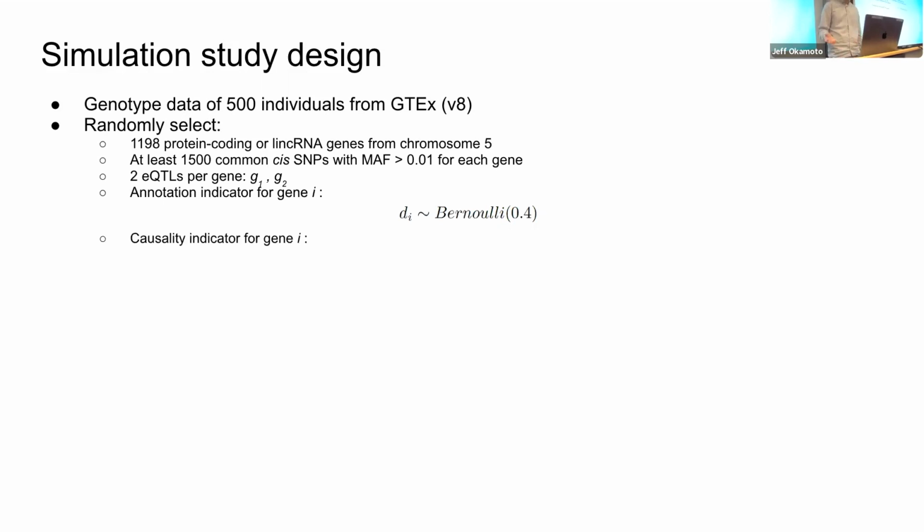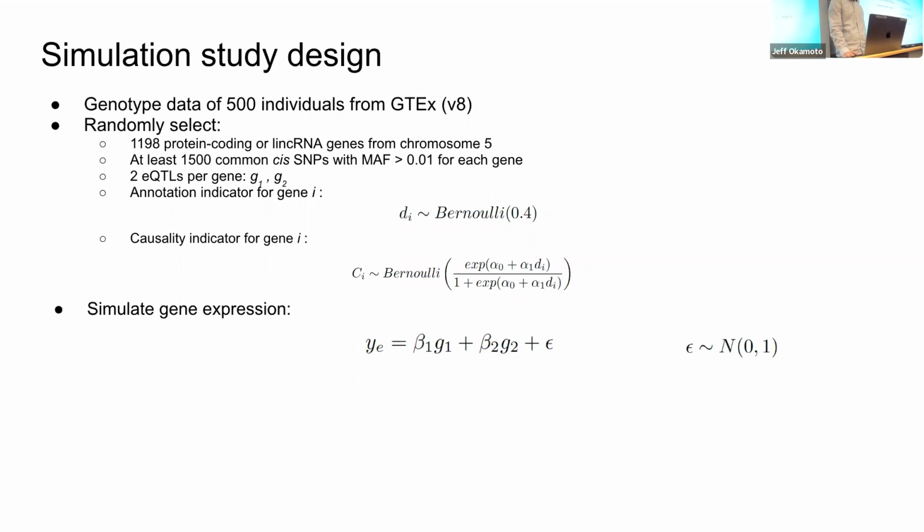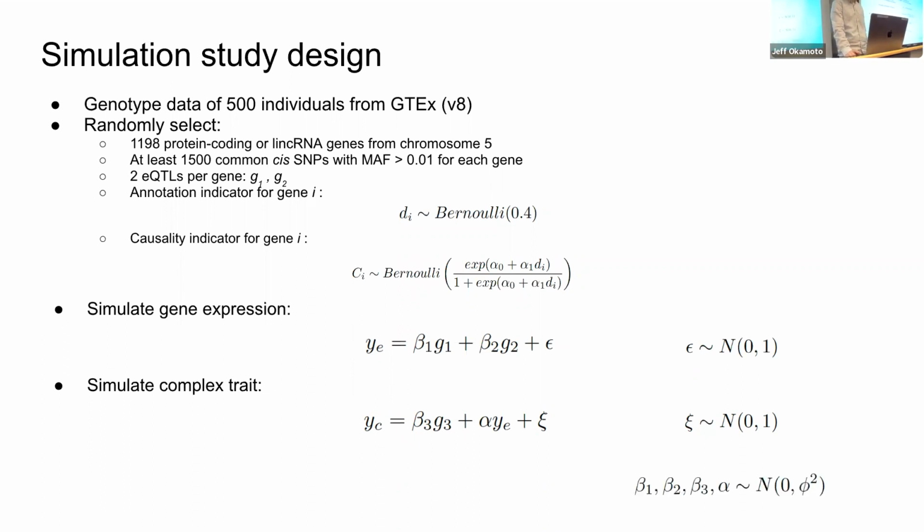Then we're assigning a causality indicator for each gene based on our logistic prior and the gene set annotation. And finally, we simulate both gene expression and the complex trait, essentially based on our structural equation model that I showed before. We're drawing the residual error variances from a standard normal. Each of the effect sizes are being drawn from a N(0, phi squared), or in this case, phi is 0.6, because that's essentially the value that we found most accurately reflects observed signal to noise ratios.